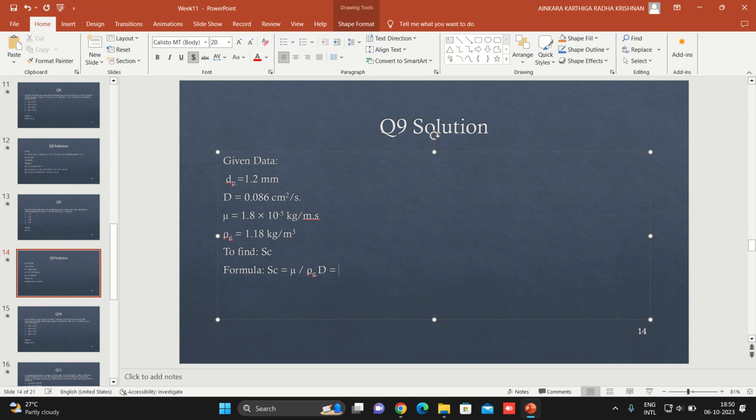So how do we do it? Mu is 1.8 into 10 power minus 5, divided by 1.18 rho g, into D. D is 0.086. Since it is centimeter square, we need to convert, so again it is 10 power minus 4.